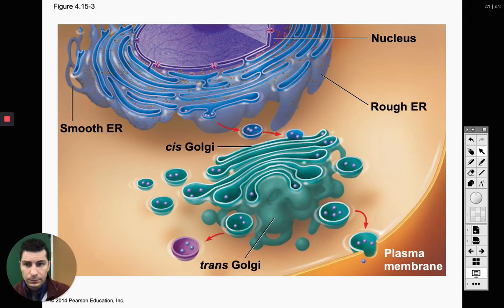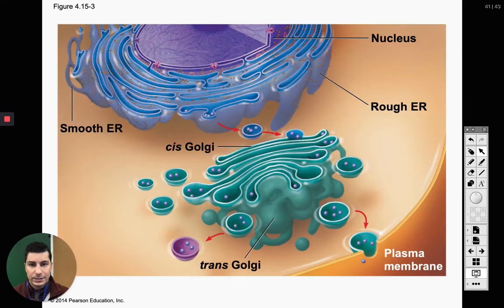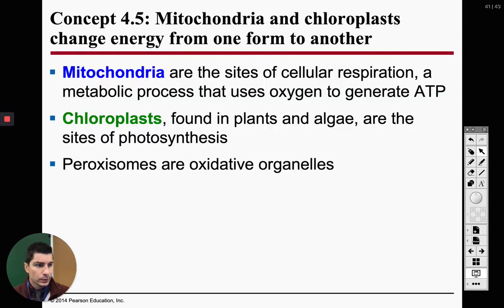So, well, I'm sorry, guys, we already went over that. Endomembrane system, that's the one where we made all of our proteins and everything like that. So we're going to go and do the different organelles in the cell that help us to generate energy. The two main ones are the mitochondria and the chloroplasts. We'll get into peroxisomes later on.